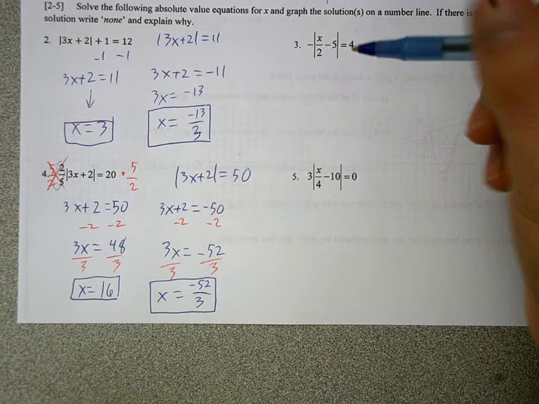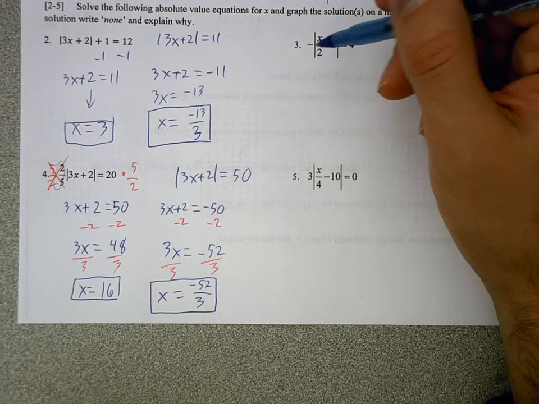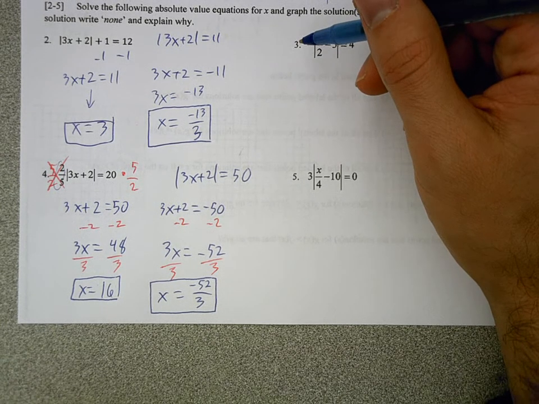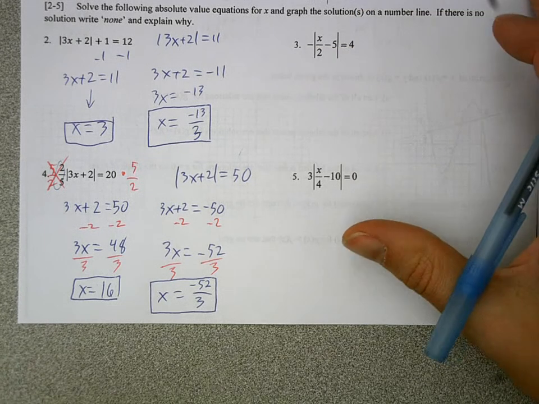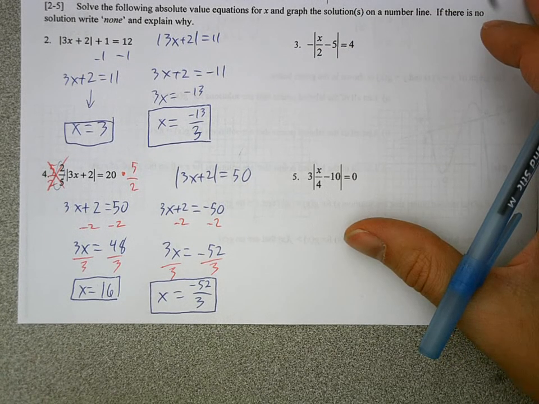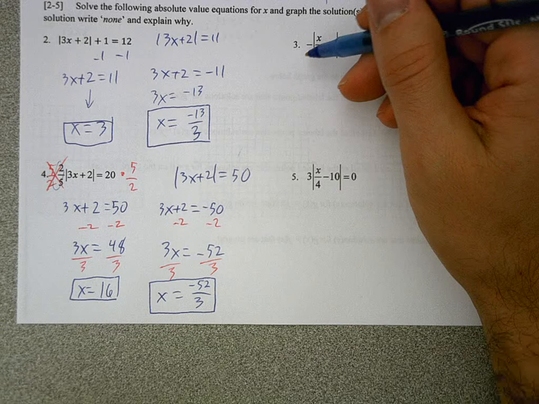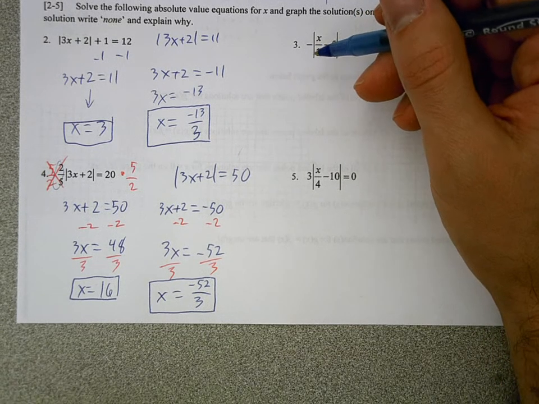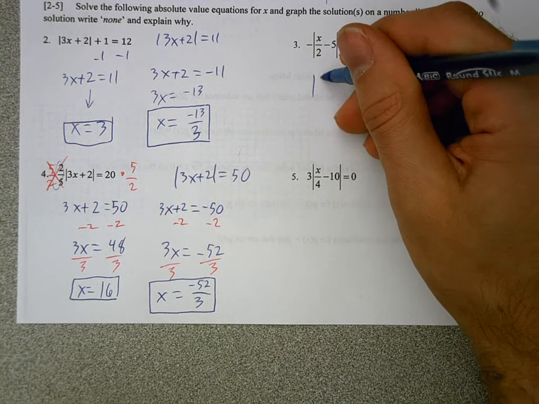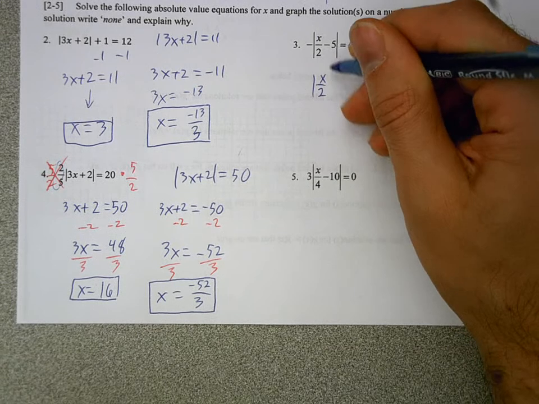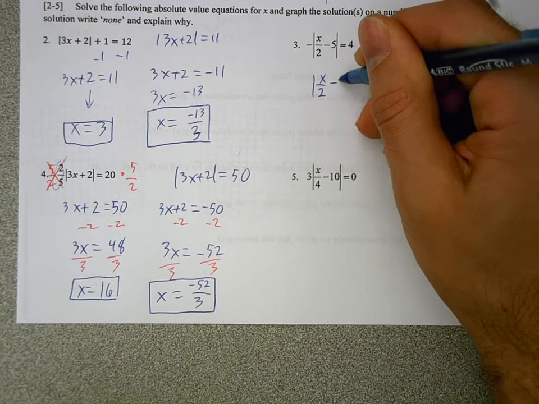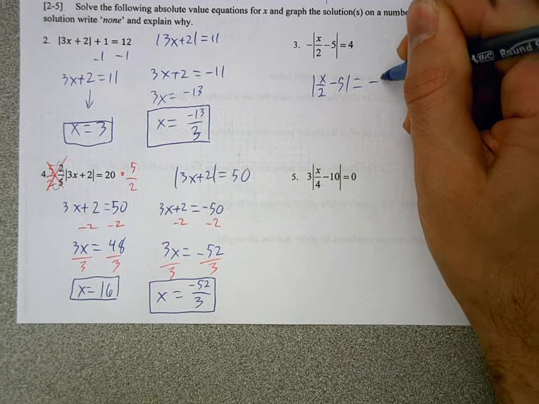In order to get the absolute value by itself, I need to multiply both sides or divide both sides by negative 1. Wait, hold on. I thought you said that number 2 was like no solution. No, I said number 3 was no solution. And this is the one that we're going to talk about. So if I multiply both sides by negative 1 or divide both sides by negative 1 to get the absolute value by itself, the absolute value of x over 2 minus 5 equals negative 4.